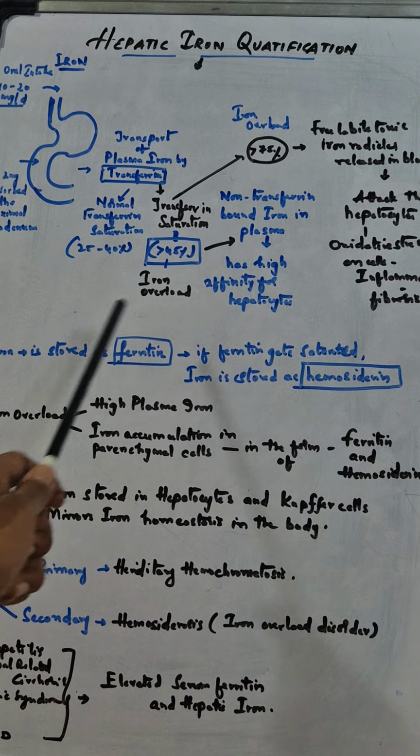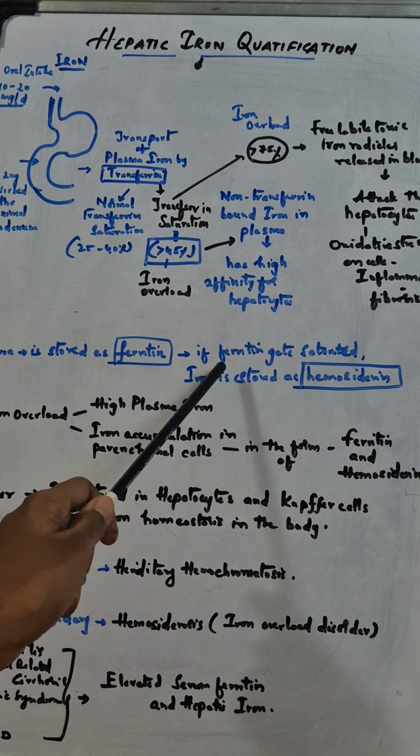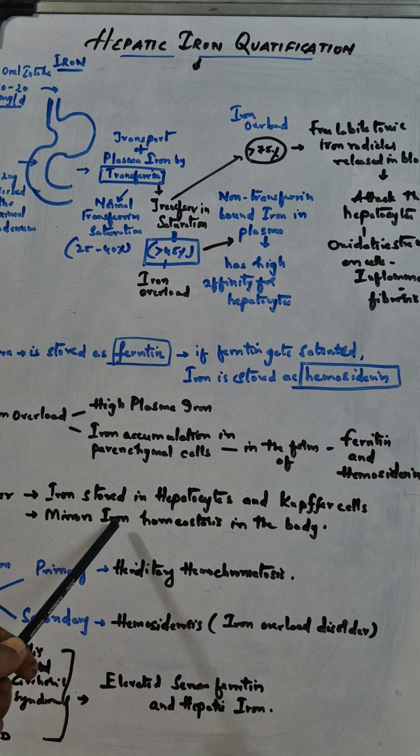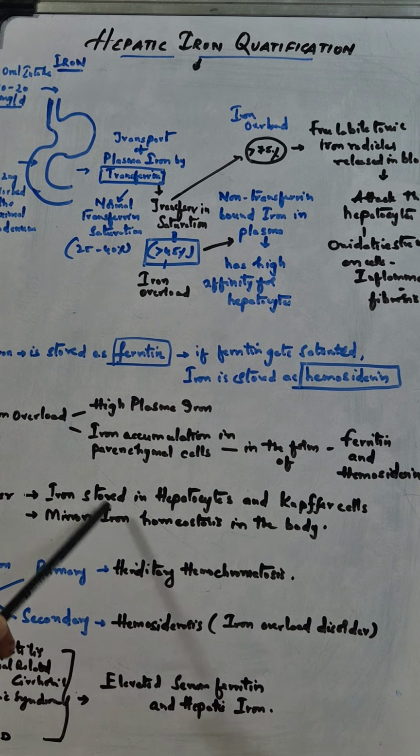This one you remember. Then iron is stored as ferritin. Suppose the iron is so much that the ferritin also gets saturated, then it is stored as hemosiderin. In iron overload conditions, there will be high plasma iron accumulation in the parenchymal cells in the form of ferritin and hemosiderin. The liver is the organ where the iron is stored, in the hepatocytes and Kupffer cells. So when you image the liver, it is a mirror for iron homeostasis in the body, because it is the most important organ for iron storage.